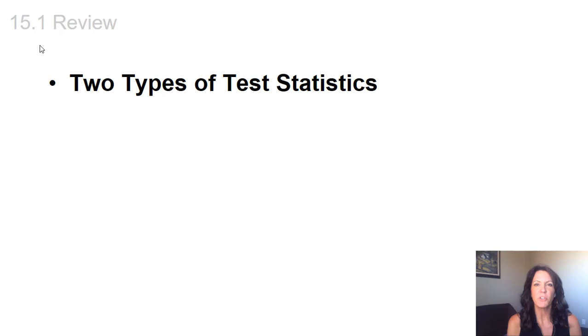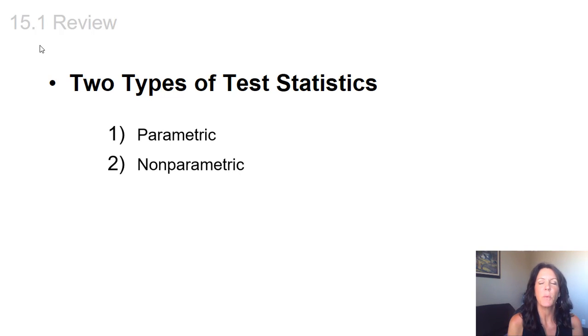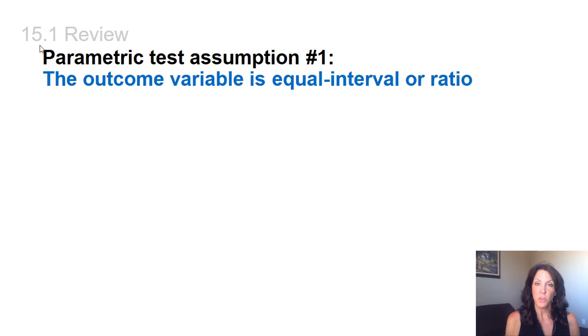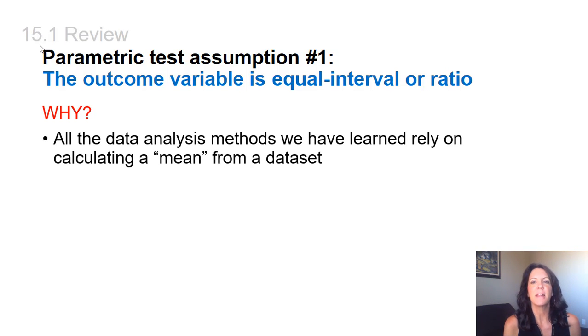So we have two different types of test statistics. We have parametric tests and we have non-parametric tests. And parametric tests, which we've been doing up until this point, have certain requirements. So there's one assumption of all parametric tests, that the outcome variable or the dependent variable is either equal interval or ratio. So why is that important? Well, all the data analysis that we've done so far have relied on calculating a mean from a data set. Have you noticed that? They've all been mean dependent.